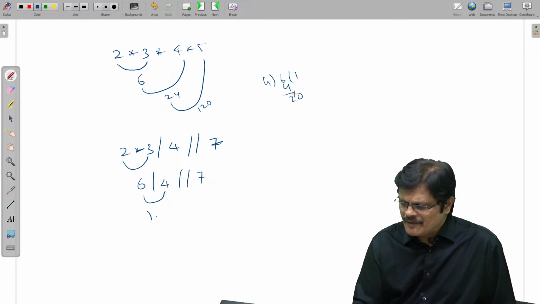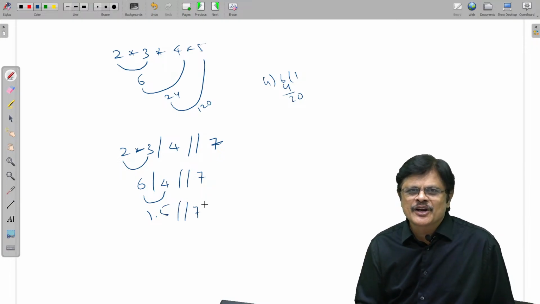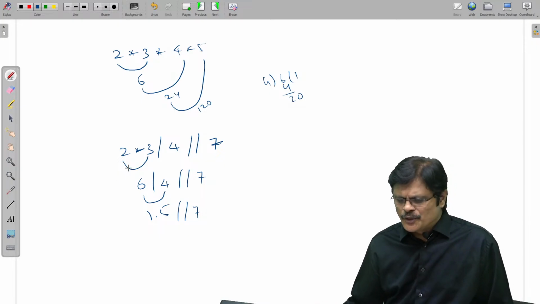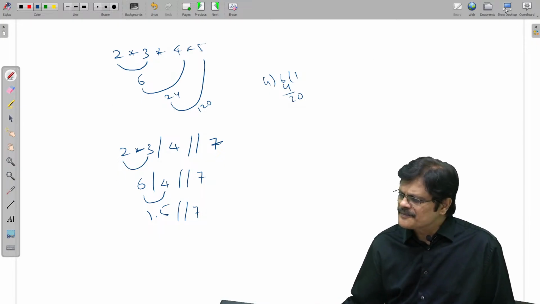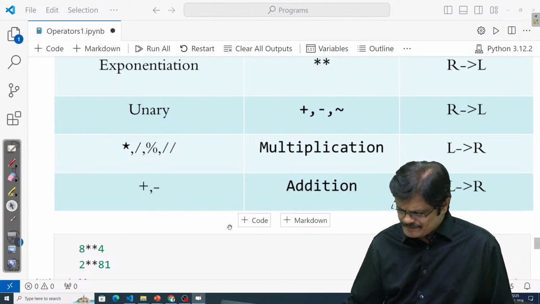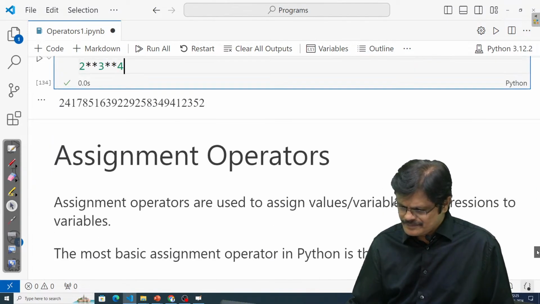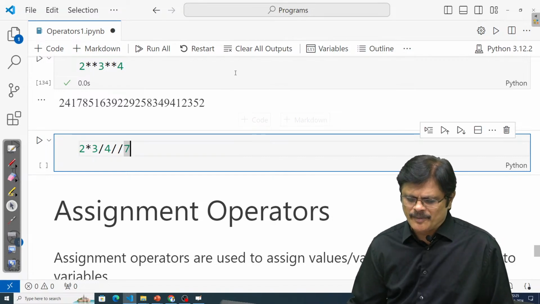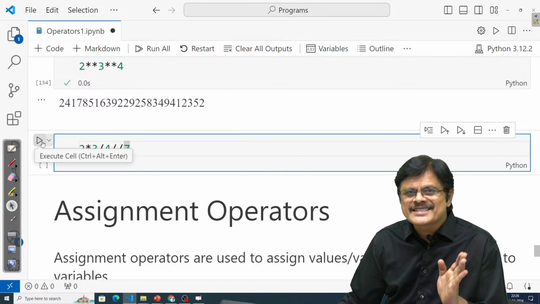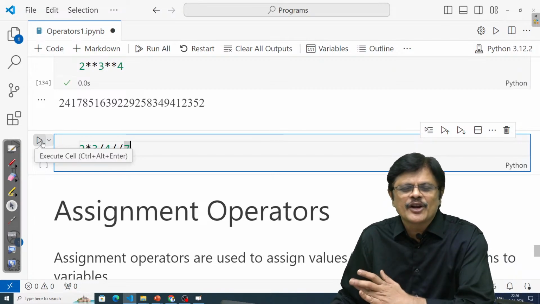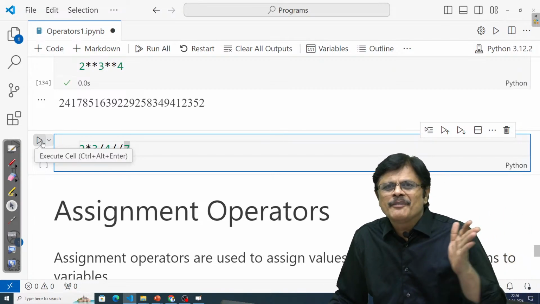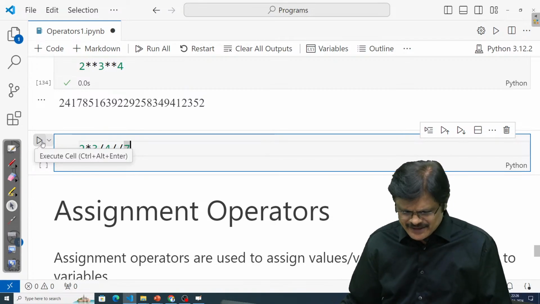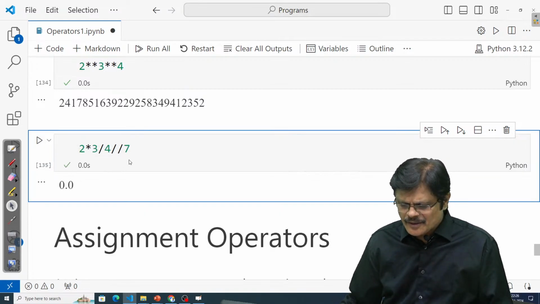1.5 is correct. Then 1.5 floor division 7. What about the floor division of 1.5, sir? You can try different numbers. 2 into 3 divided by 4, floor operator 7. Whenever you have all these multiplication, division, floor division or percentile operators, you need to go from left to right. Okay, 0 you are going to get.